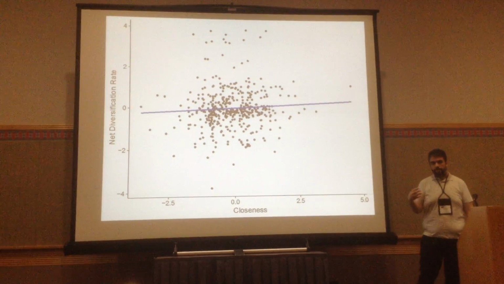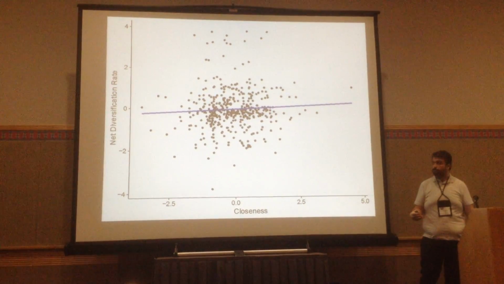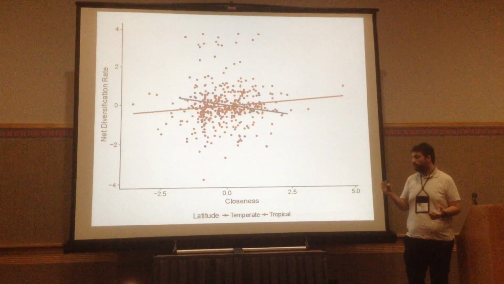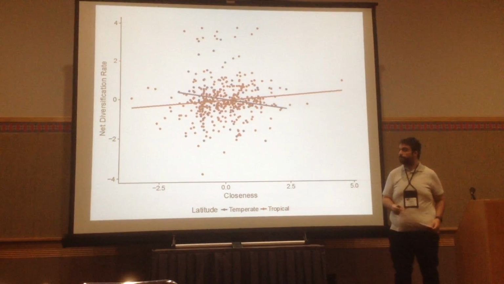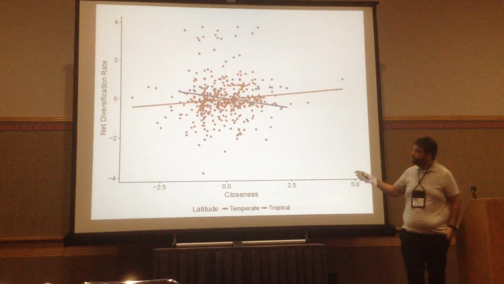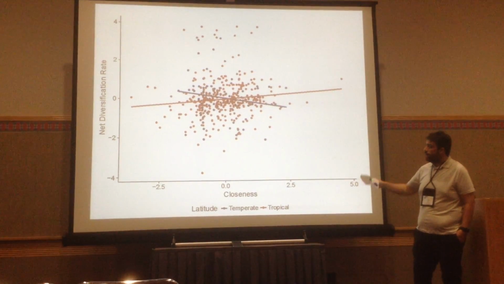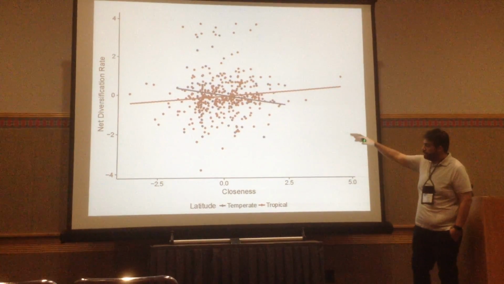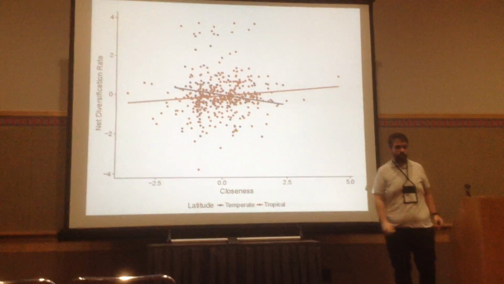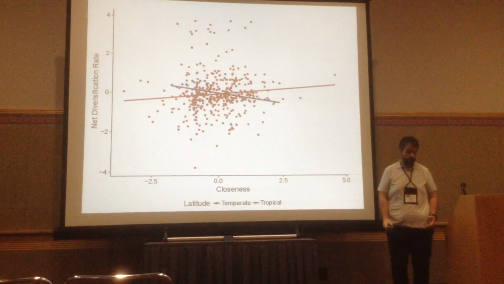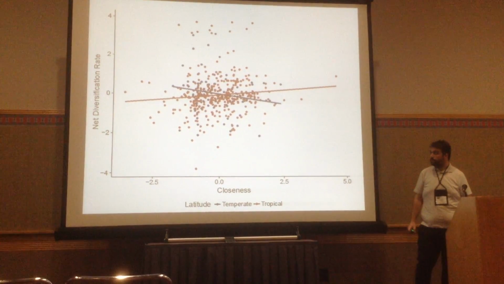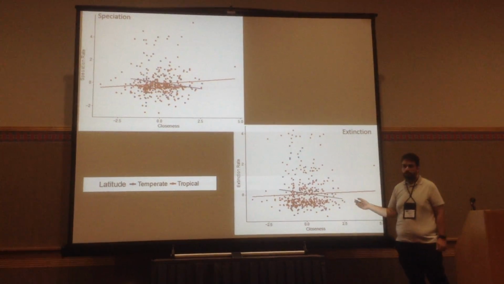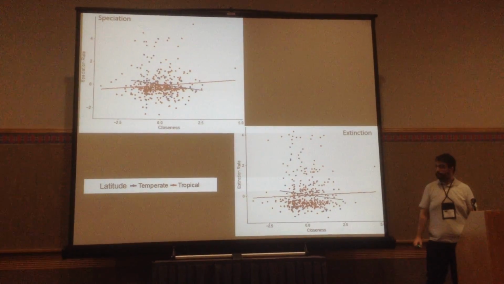But when we add some different cofactors, for example, latitude, and separate the networks into temperate networks and tropical networks, we see an interesting pattern where tropical networks have a tendency to have a positive correlation, whereas the temperate species seem to have a negative correlation with diversification. And this is maintained when you look at the speciation and extinction rates alone.